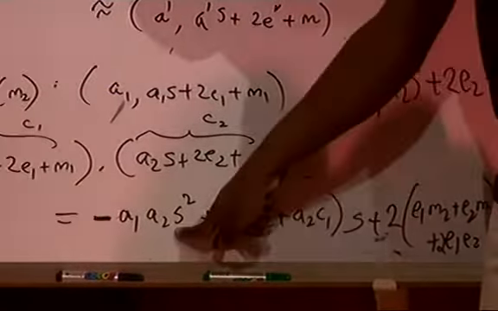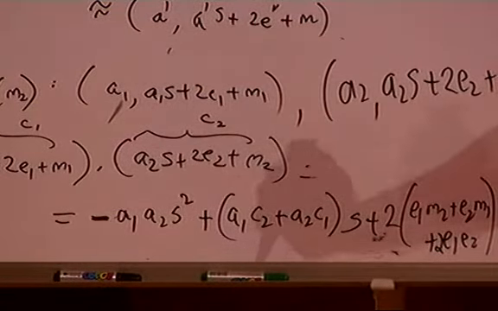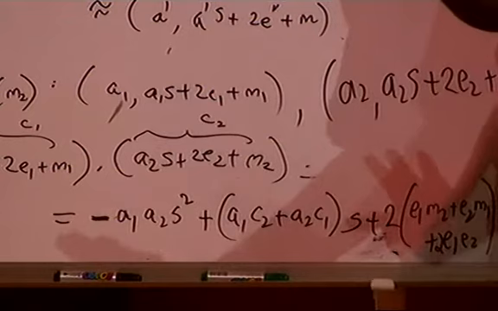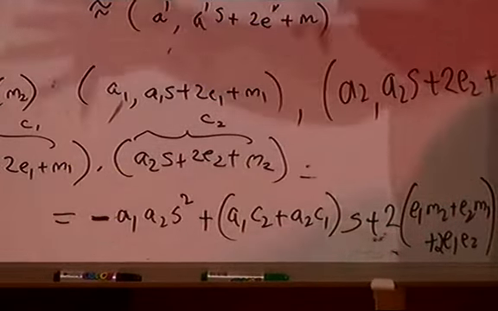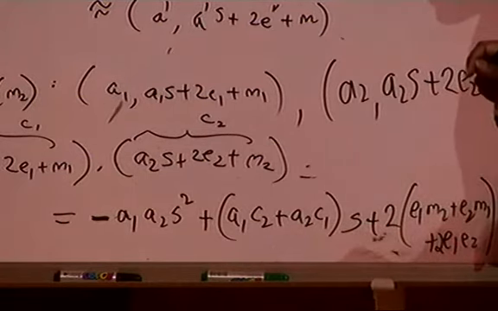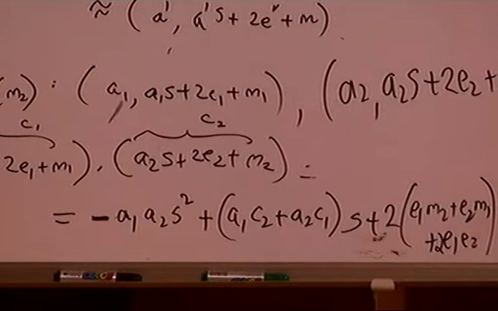Okay, so the coefficient of S squared is A1 A2 minus A1 A2, which I can compute because I know A1 and A2. The coefficient here is A1 C2 plus A2 C1, which also I can compute because I know both A1, C1, A2, and C2. And that's that. Okay, so I'll give you a moment to check why this is correct, right?